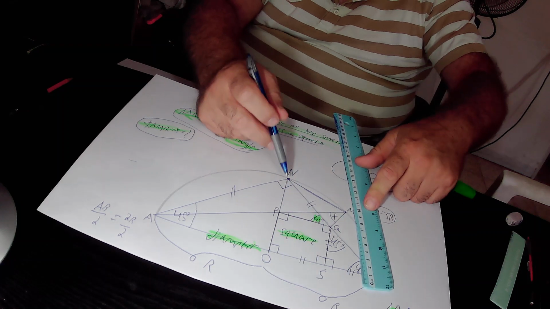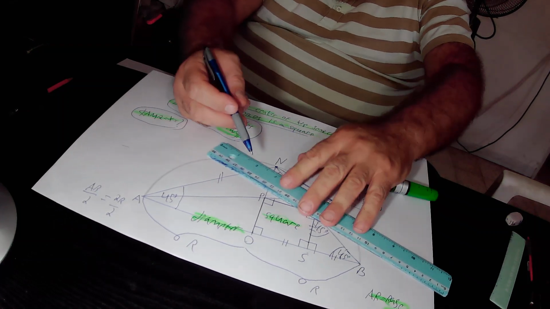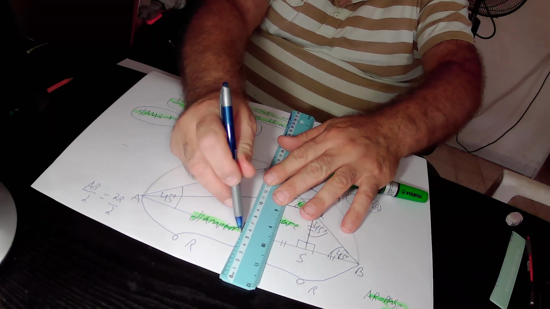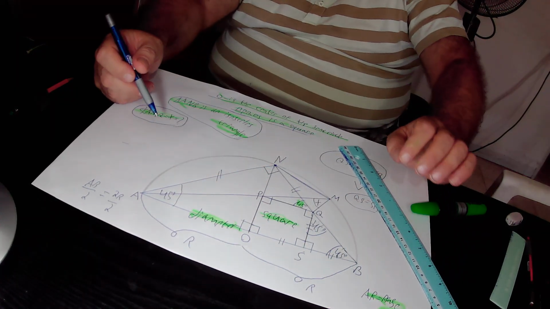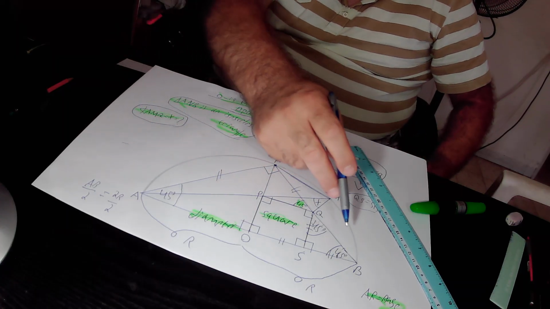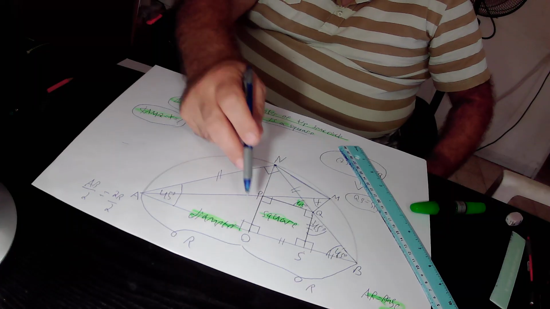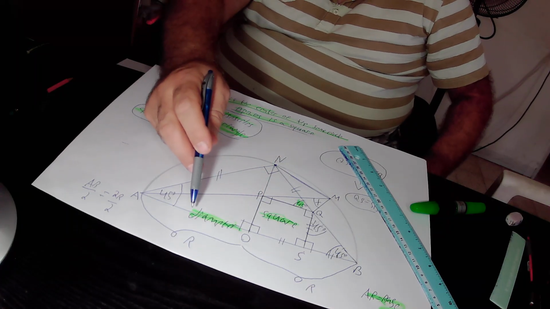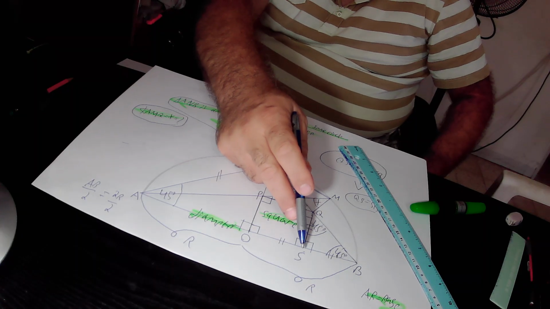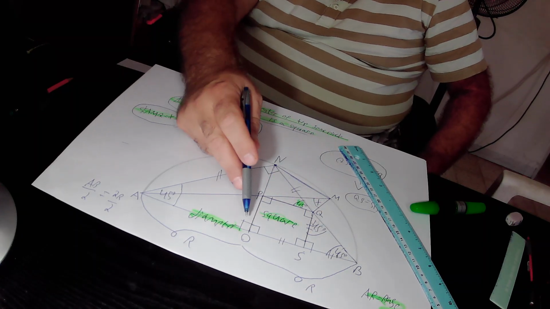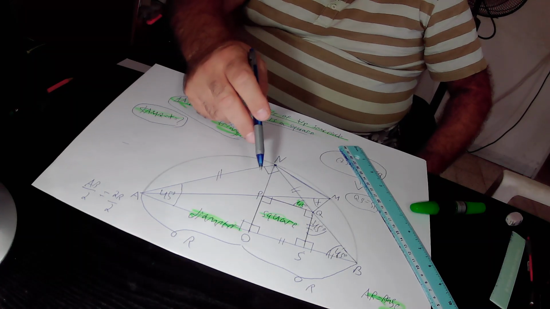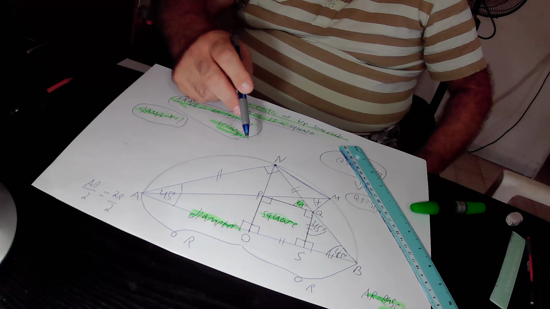So first of all, NO is perpendicular, therefore this angle equals 90 degrees, and this angle also equals 90 degrees according to our construction. So the perpendicular NO bisects the base AB. The first half is AO, that is the radius of this circle, and the second half OB is also the radius of the semicircle, that is R. And point O is the midpoint of AB, that is also the center of this semicircle.